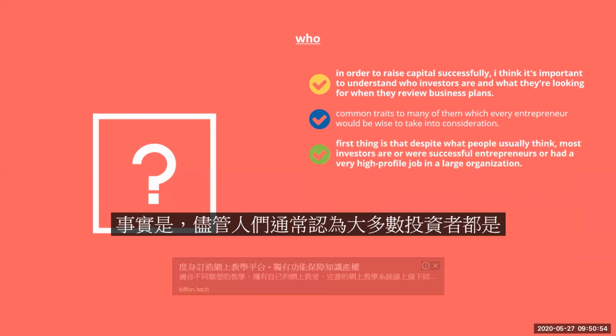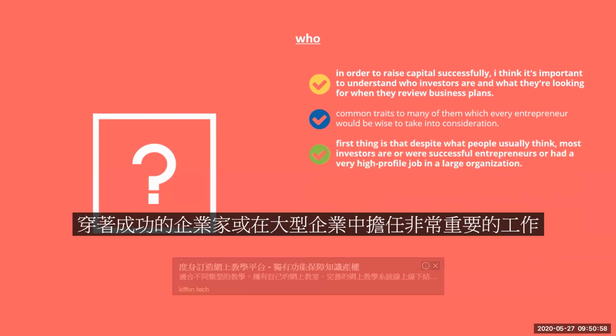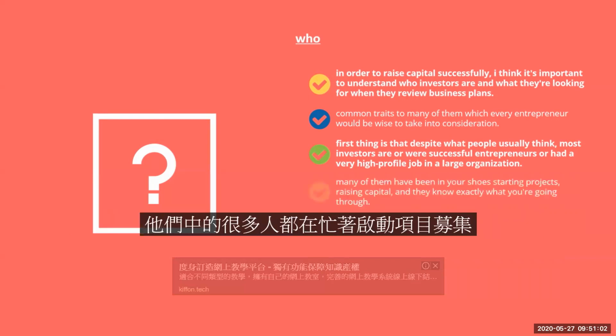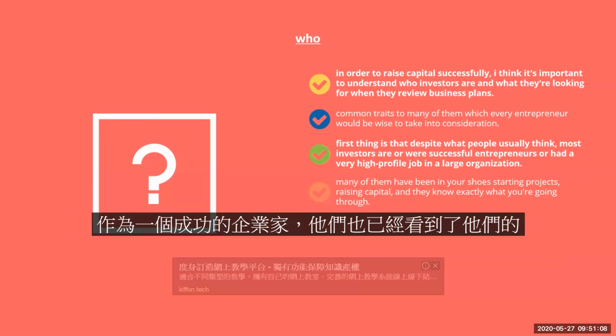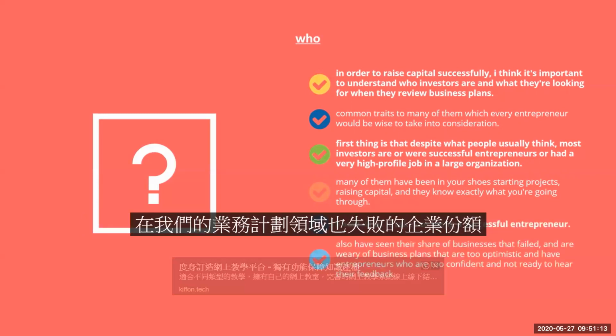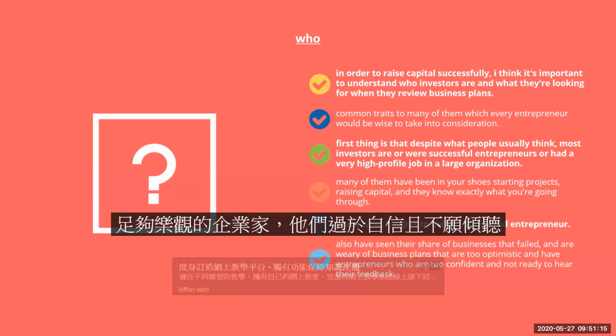The first thing is that, despite what people usually think, most investors are or were successful entrepreneurs or had a very high-profile job in a large organization. Many of them have been in your shoes, starting projects, raising capital, and they know exactly what you're going through. They also know what it takes to be a successful entrepreneur. They also have seen their share of businesses that failed and are wary of business plans that are too optimistic and of entrepreneurs who are too confident and not ready to hear their feedback.